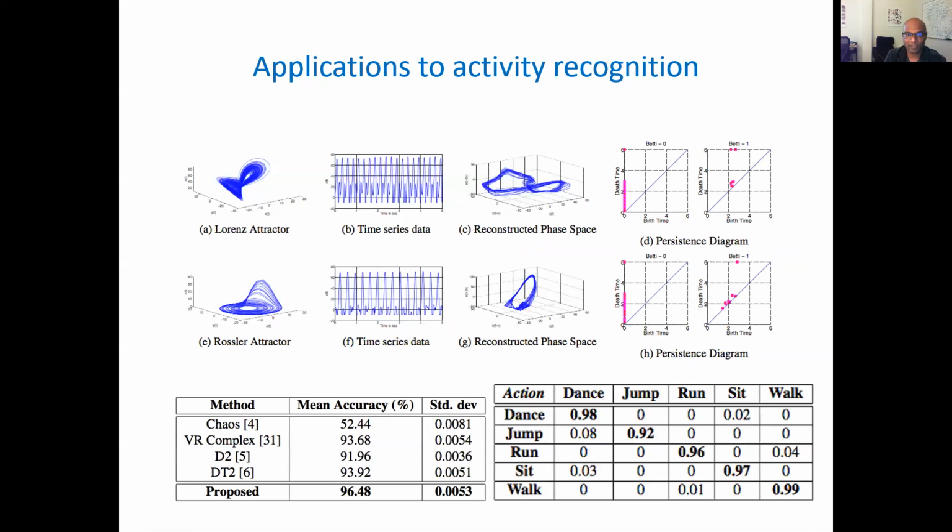So in terms of applications to human activity analysis, here is what we were able to do for a motion capture data set, which consisted of 5 different actions: dance, jump, run, sit, walk. This is from a data set that was available from a few years ago from one of the motion capture studios in California, but it was also made public.